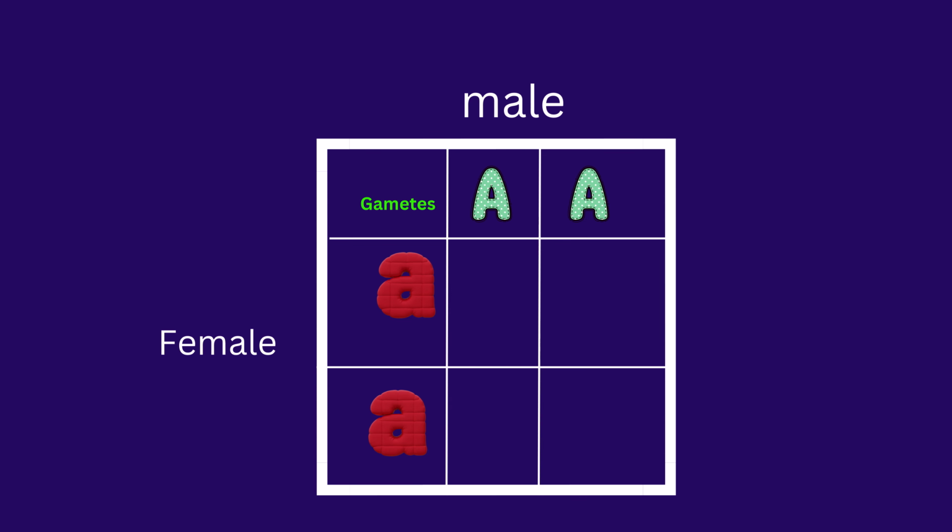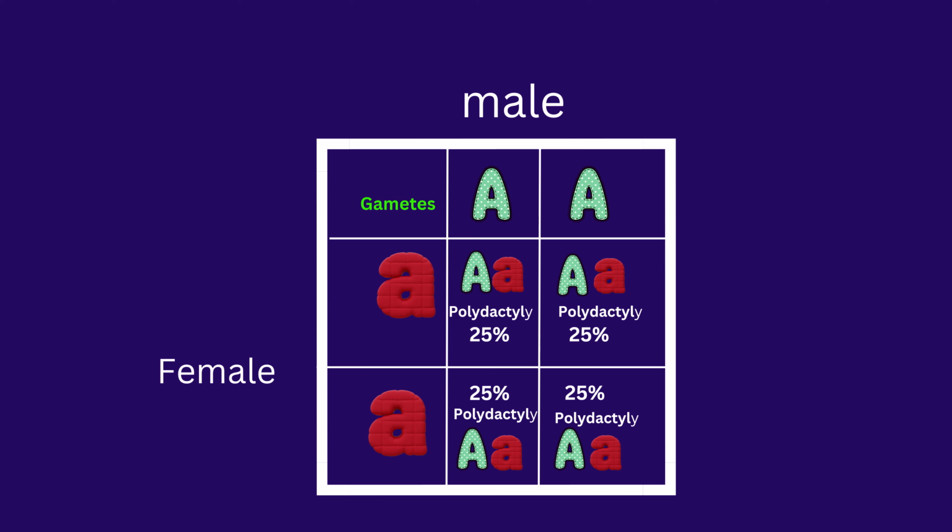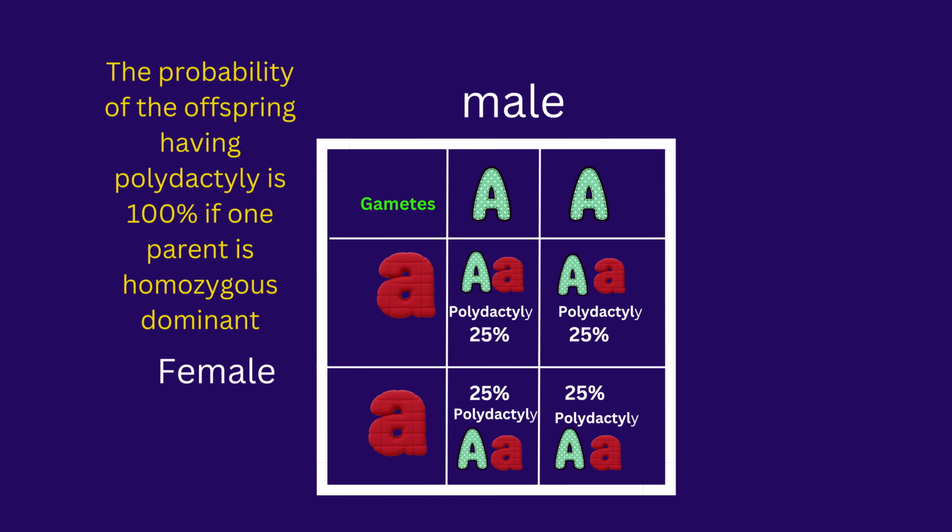Let us now look at a cross between a male who is homozygous dominant for polydactyly and a female who is unaffected. Here is the completed Punnett square. All of the offspring are heterozygous. They will all have polydactyly. Why? Because they all have a dominant allele. Remember now, students, you cannot be a carrier for a condition or disorder that is caused by a dominant allele. Even if it is one dominant allele present, you will express this condition or disorder. Right? So the probability of the offspring having polydactyly is 100% if one parent is homozygous dominant.